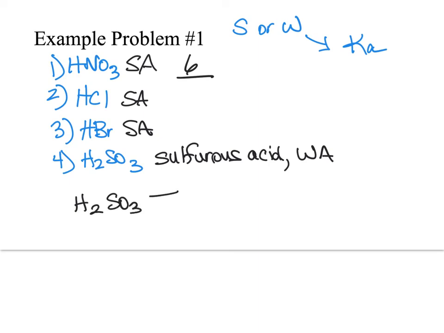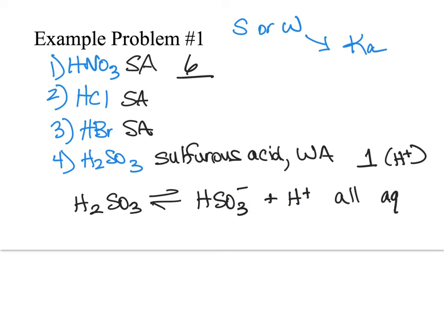All right, and so we could write this in equilibrium. We'll go ahead and just do one proton removal here. That's another difference between strong and weak. We're just going to take off 1. So there's my negative plus hydronium, and these are all aq.